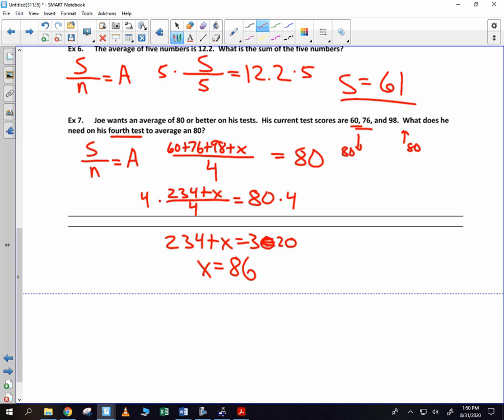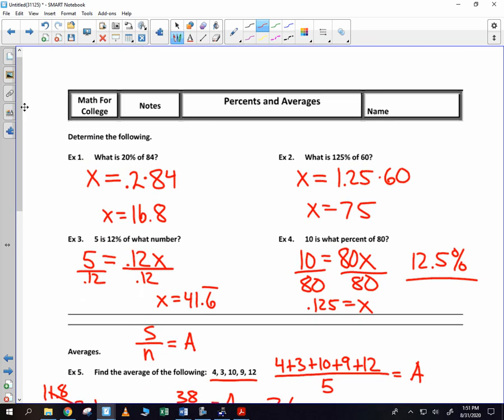So there you have it. There's your notes on percents and averages. You should be able to complete your last worksheet as well as any study guide questions you have.